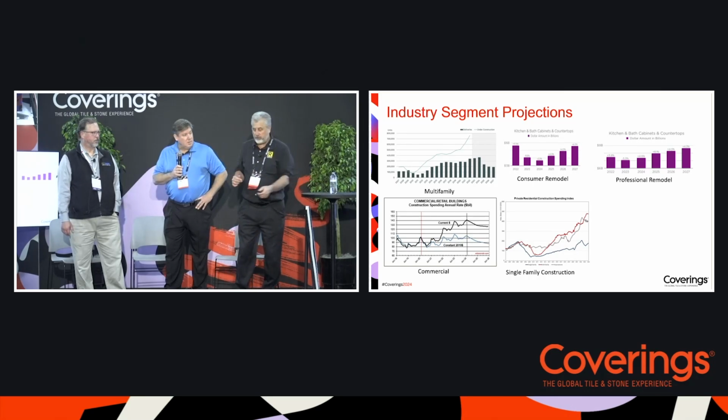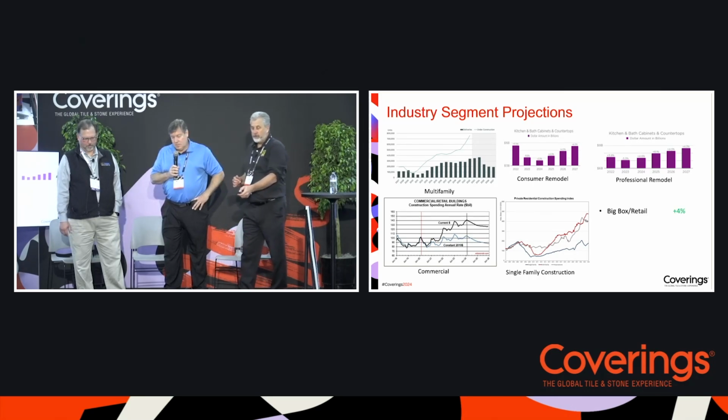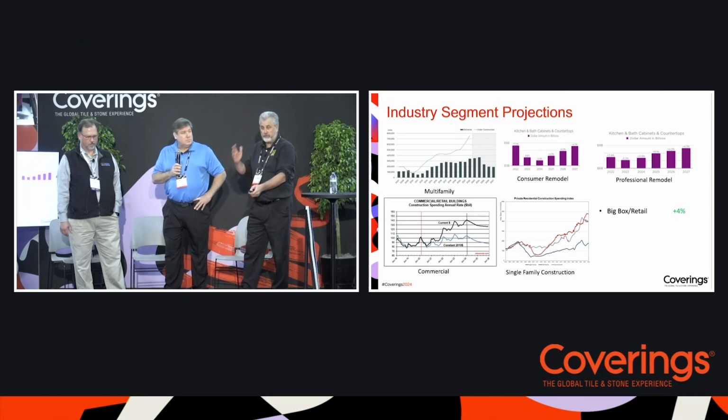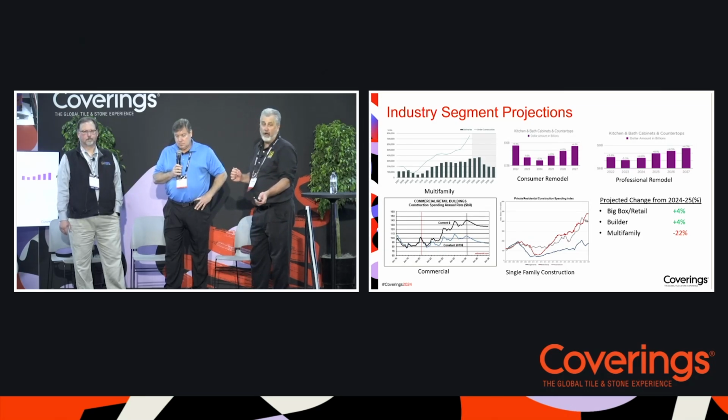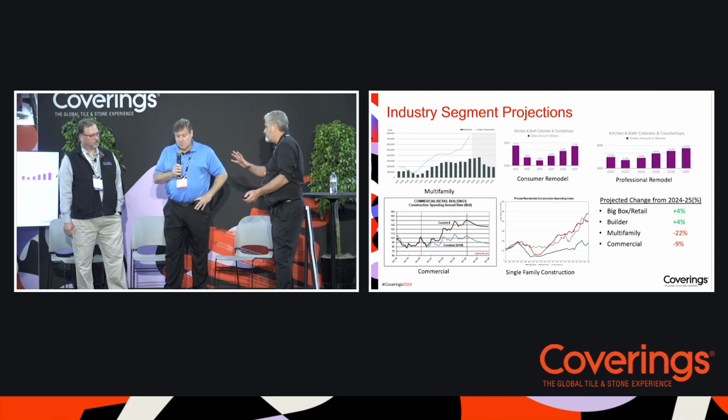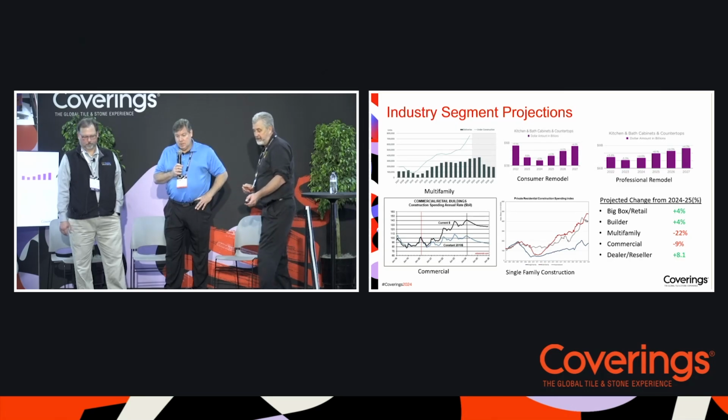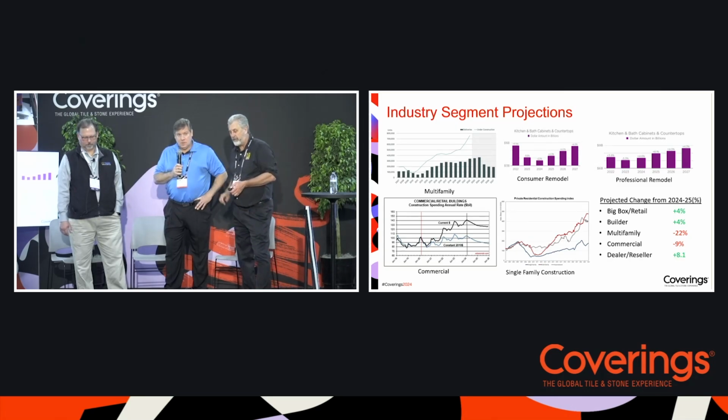I've just got a quick chart here. So big box and retail is planned. This is 24 to 25, right? Builder business is projected to come up 4%. Multifamily off 22%. Commercial off 9%. I've seen various reports where it also stays stable, but commercial off 9%. And then there we go again with the professional remodel.